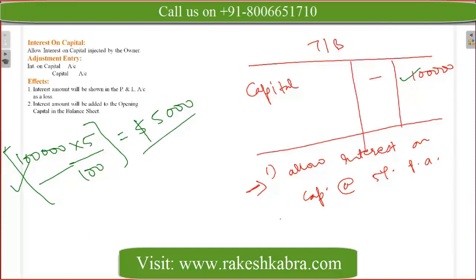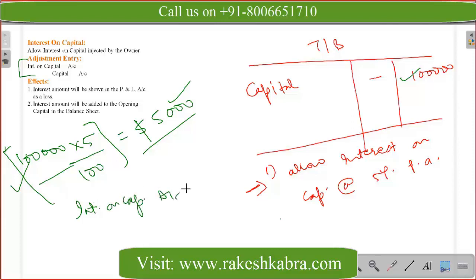Now see the entry. What entry will I pass for this? For the business, it is an adjustment entry. I am going to explain the adjustment entry to you. I am the business, and I am giving the interest to the owner. So this $5,000 is a loss to me now. I will debit this loss, so I will debit the interest on capital account. Why am I debiting? Because this is a loss for me, and I will credit which account? Capital account.